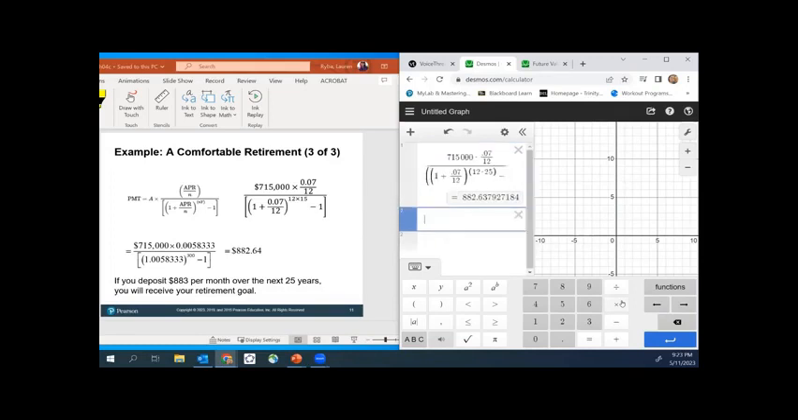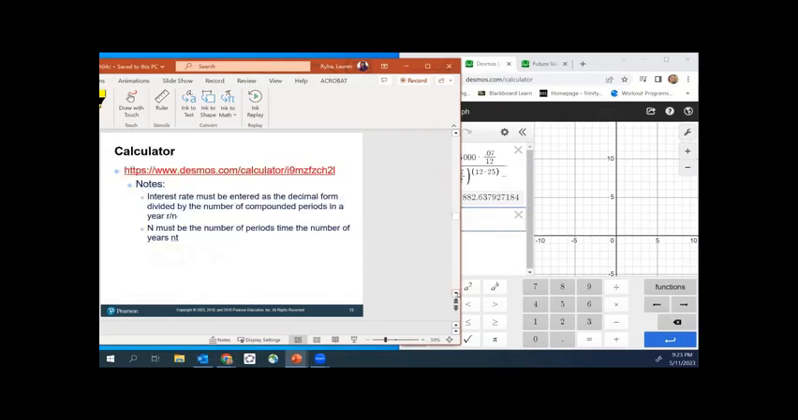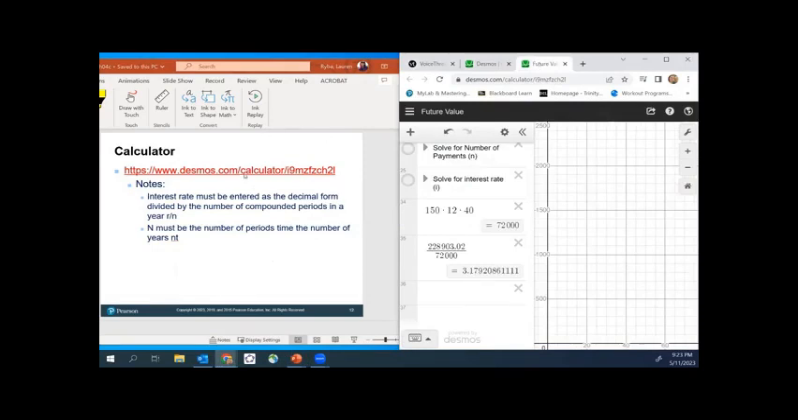882.64. But as I know, this is a really messy formula, and most of you are probably not in this class wanting to have to do all of this hand calculation. So that leads us to that Desmos calculator again. That same future value calculator that we used a little bit ago. Remembering again, interest has to be listed as the rate divided by the number of times we're compounding, and n is going to be that number of times t.